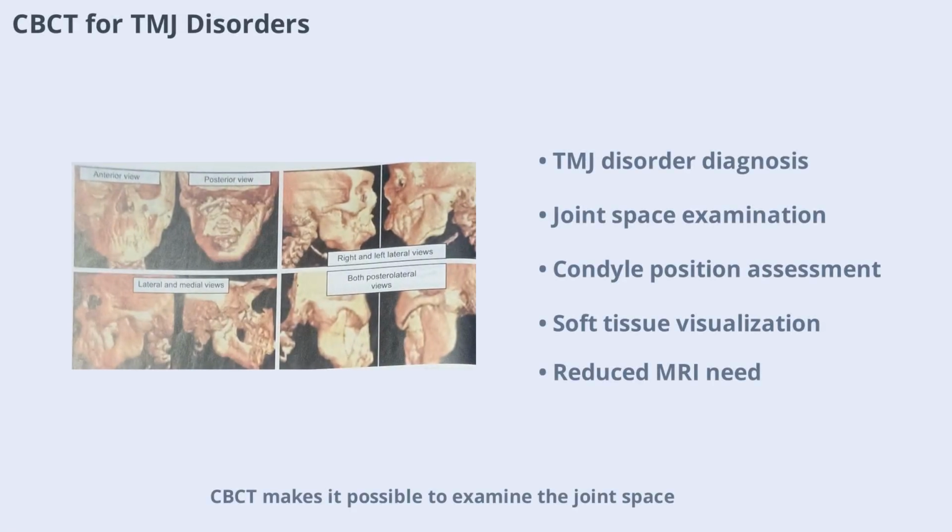CBCT makes it possible to examine the joint space and the true position of the condyle within the fossa, which is instrumental in revealing possible dislocation of the joint disc. Its accuracy and lack of superimposition allow for measurement of the roof of the glenoid fossa and visualization of soft tissue around the TMJ, offering a workable diagnosis and reducing the need for MRI.